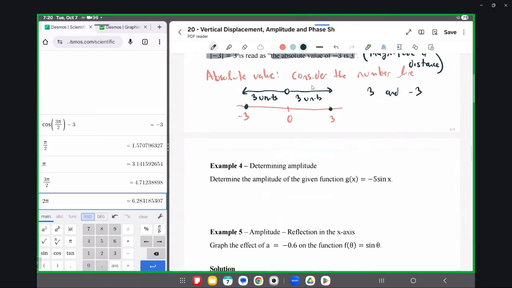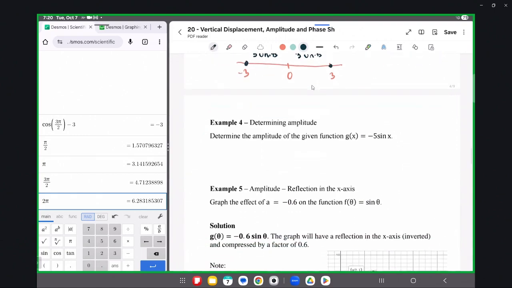This is exemplified in example 4, where we wish to just determine the amplitude. This is a simple 1-mark question. Determine the amplitude of the given function, g of x is equal to -5 sine x. The amplitude will be equal to the absolute value of -5, and so it's going to be 5. You could also just write this as the absolute value is equal to 5.